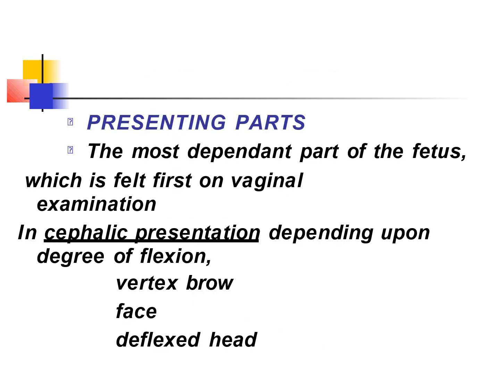Next, presenting part. This is the most dependent part of the fetus which is felt on the vaginal examination. That is, which will be felt by the examiner first in the vaginal examination. In the cephalic presentation, it depends on the degree of flexion of the head. If the head is fully flexed, occiput will be there. That is vertex. If it is not fully flexed, brow will be there. If it is fully extended, face will be there. And in deflexed head also, sometimes back may be there.